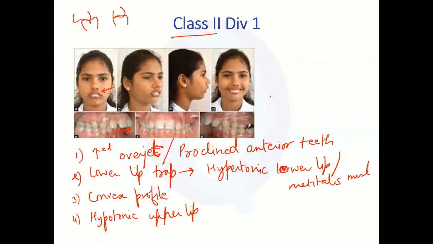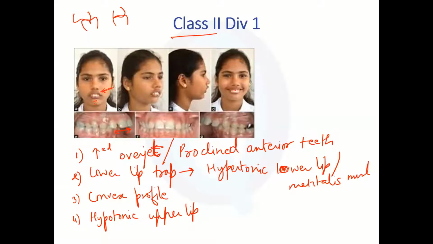There is an acute nasolabial angle as well. So I think this is done. Deep bite is not specifically a characteristic of class 2 division 1. There can be deep bite, there can be a little less deep bite. Deep bite is specifically the characteristic of class 2 division 2.